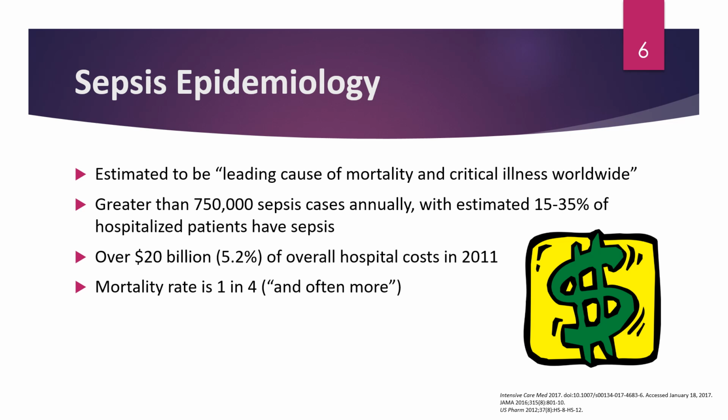The first thing we'll start off with is a little bit of background about sepsis. Sepsis is estimated to be the leading cause of mortality and critical illness worldwide, and that's a quote taken from a journal article. There are greater than 750,000 sepsis cases annually, and I believe that's just in the United States, not necessarily worldwide, with an estimated 15 to 35% of hospitalized patients having sepsis or septic shock. So that's actually a very, very big number.